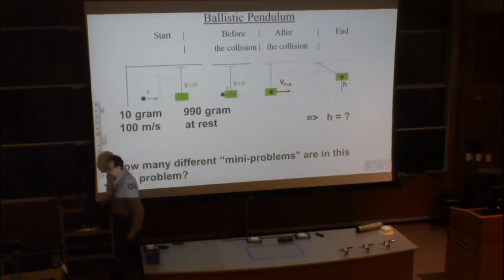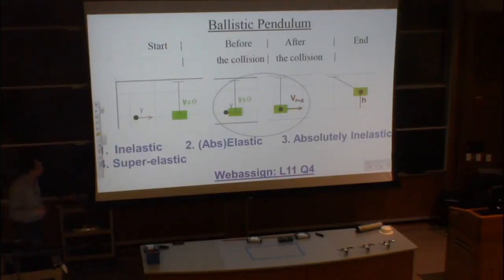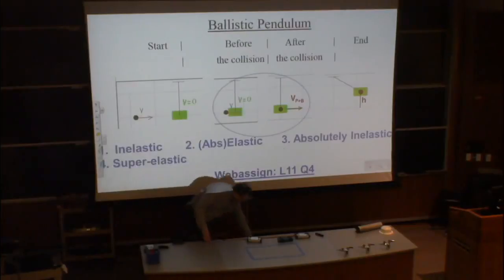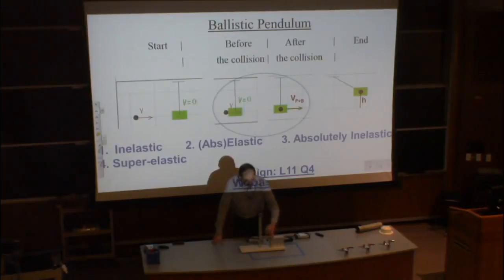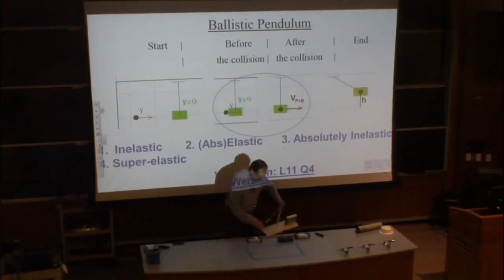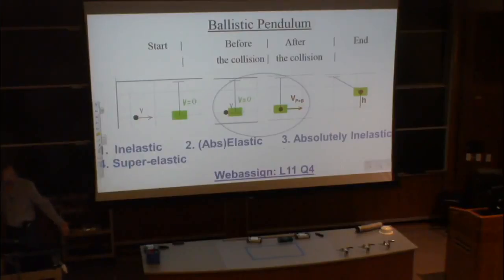But the collision, if we want to use the collision part correctly, we have to name what kind of collision this is. We want to use this law. It always works for a collision. But what kind of a collision is that? What do you think? Two separate objects, one whole object traveling together. How do we call it? Yes? Absolutely inelastic.